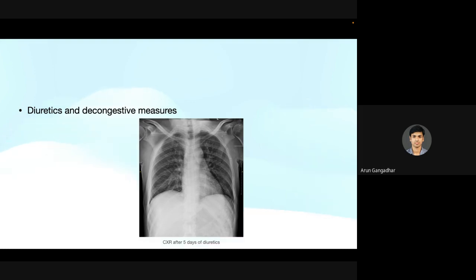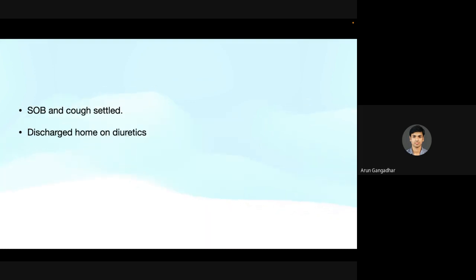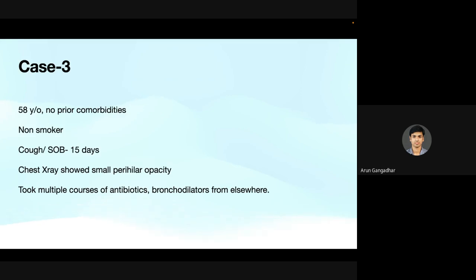So this is the X-ray after 5 days of treatment. The respiratory distress and cough, everything settled, and the patient was discharged on diuretics as well. In the third case, we have another 58-year-old with no prior comorbidities. Mind you, he's a non-smoker. He had complaints of cough and shortness of breath of 15 days duration.